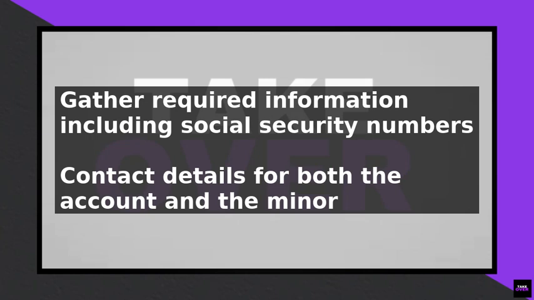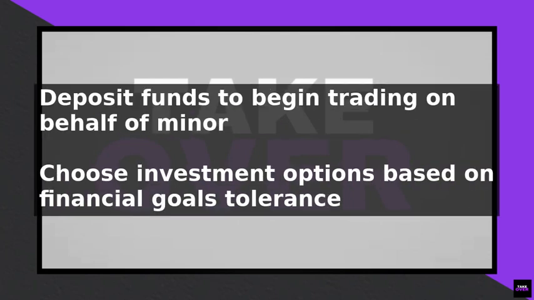To open a custodial account, research and compare features, fees, and investment options to determine the best fit for your needs. Gather required information, including social security numbers and contact details, for both the custodial account and the minor. Then, complete the application by visiting the chosen brokerage firm's website or branch to fill out the custodial account application, providing all necessary information.